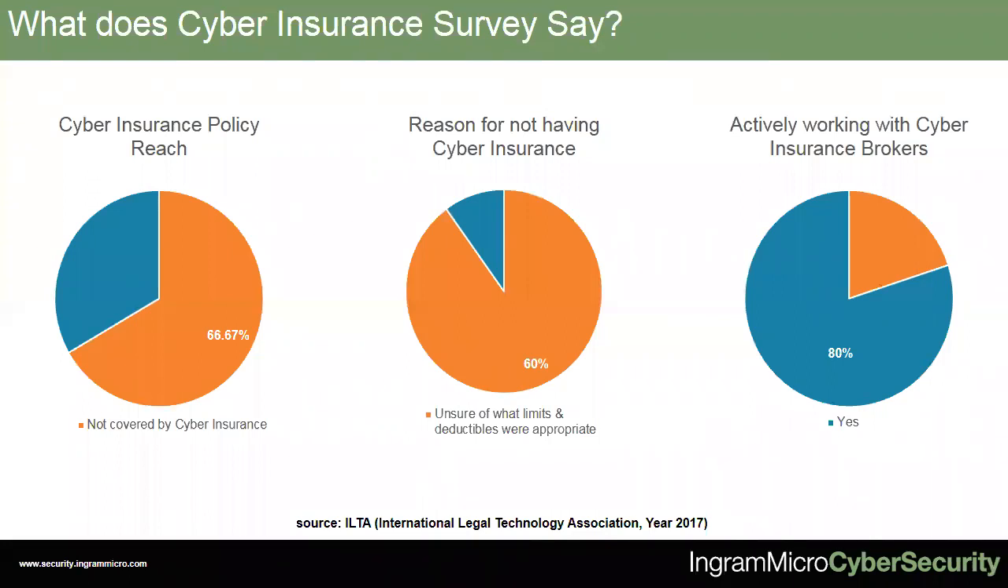As per this survey, 66.67% of respondents said that they don't have any cyber insurance policy at all. And 60% said the reason for not having a cyber insurance policy is that they do not understand what limits and deductibles were appropriate for them. So basically, what does it mean? They are not able to understand what level of risk their organizations may have, the value of this risk, and so how much cost they should consider for taking coverage of what amount. Then 80% said that they are actively working with cyber insurance brokers to understand these things and to move forward and take cyber insurance policies to safeguard their organizations against any cyber crime.